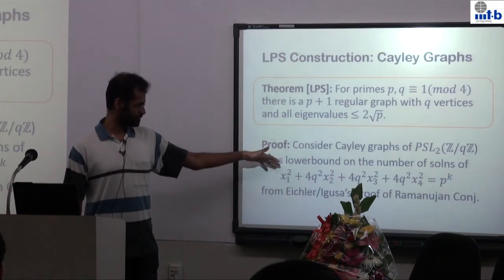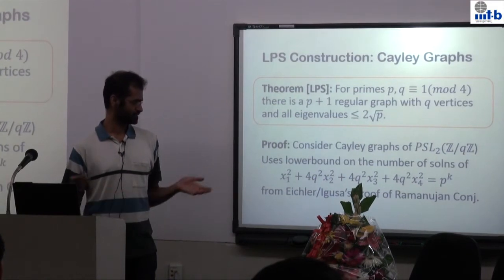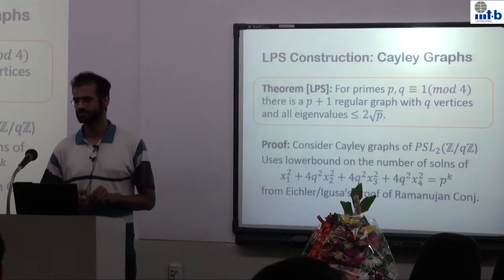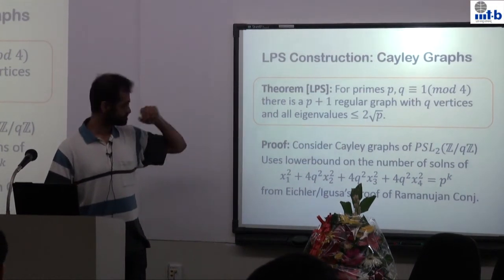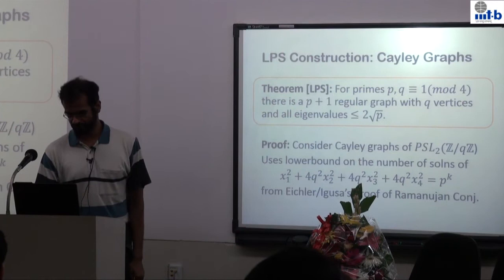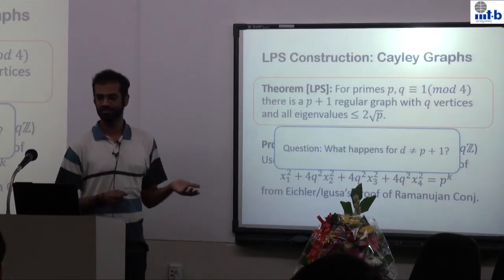And there's a lower bound for the number of those things, due to work of Eichler and Igusa, which is a proof of one of Ramanujan's conjectures, okay? So anyway, basically these were based on number theory. And they sort of left open the question, which was asked by Lubotzky, which is what happens for other d, right?